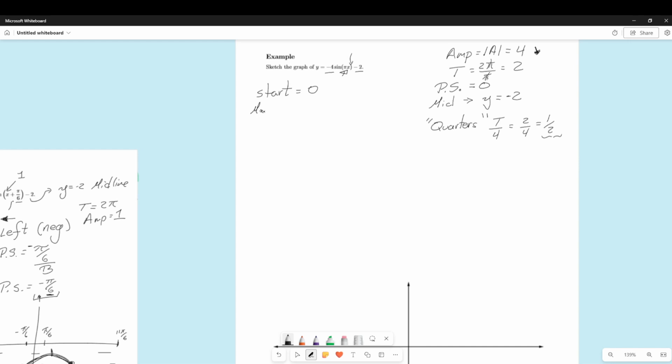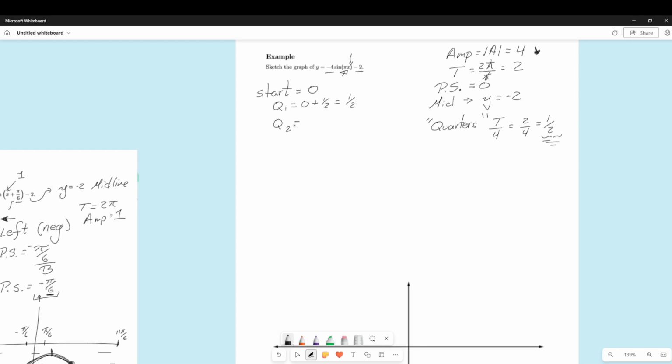Then our first, either max or min, since we're doing sine, or our first, I don't even want to specify max or min, it's going to change depending on whether we're doing sine or cosine or cosecant, but our start is going to be at our phase shift, 0. Then our first quarter point is going to be 0 plus our quarter distance, 1/2. So that's going to be at 1/2. That's our first quarter point.